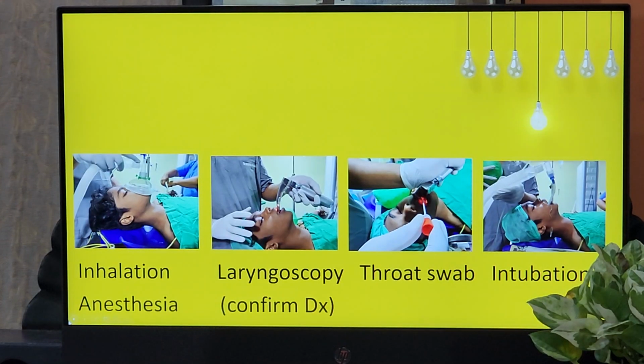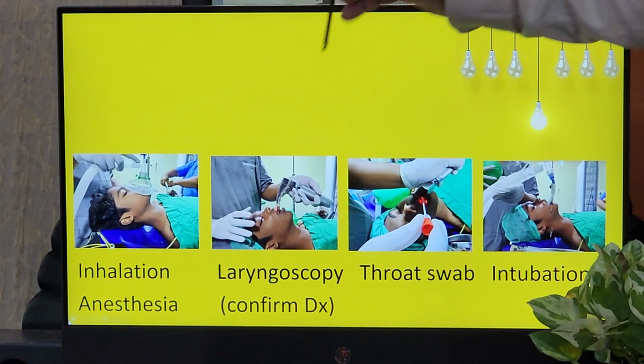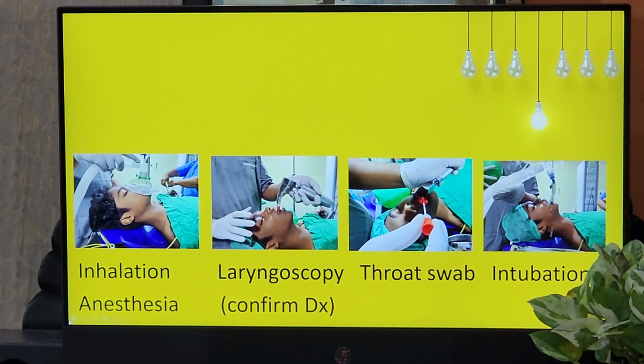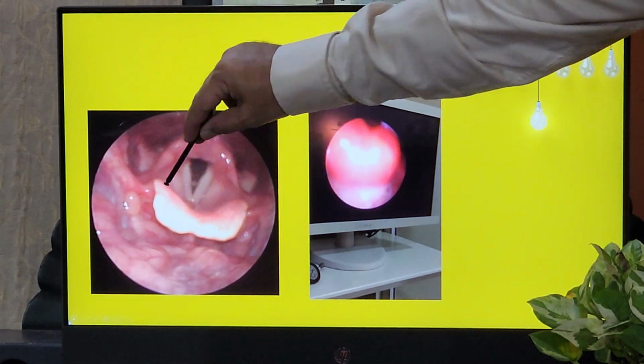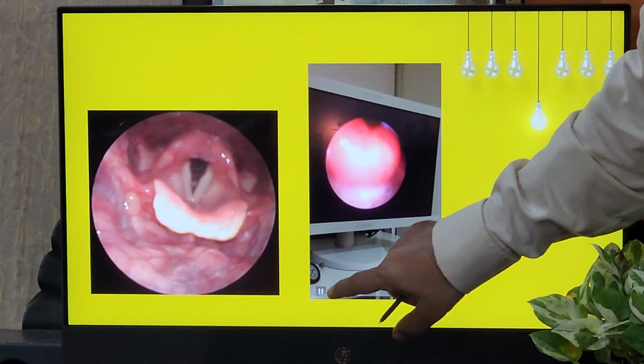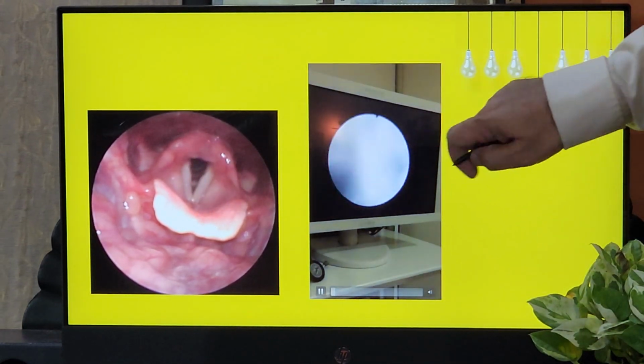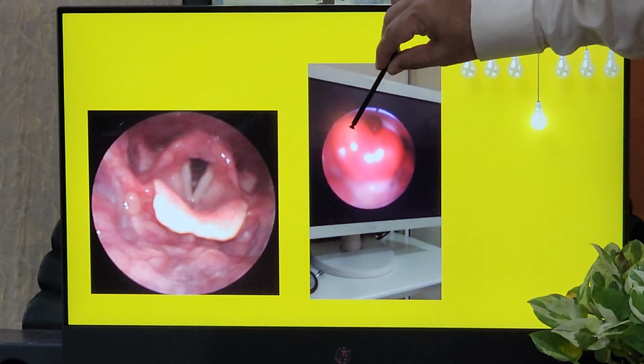When the child reaches the OT, the anesthetist will start with slow inhalation anesthesia, and the ENT surgeon will do a laryngoscopy and examine the throat to have a look at the epiglottis to confirm the diagnosis. This is a picture of a normal epiglottis, and this is a video of a child suffering from epiglottitis.